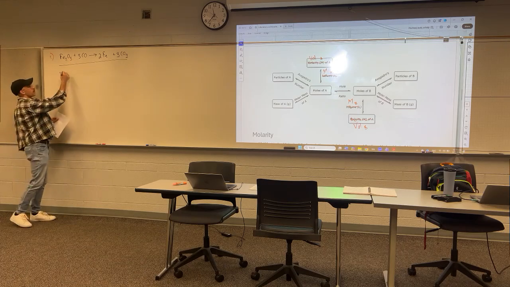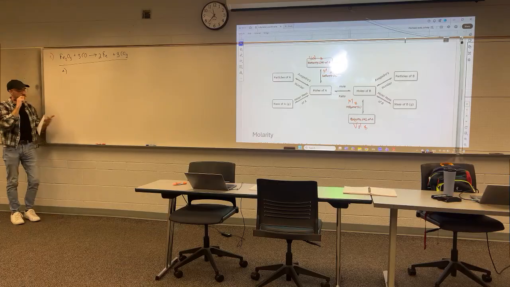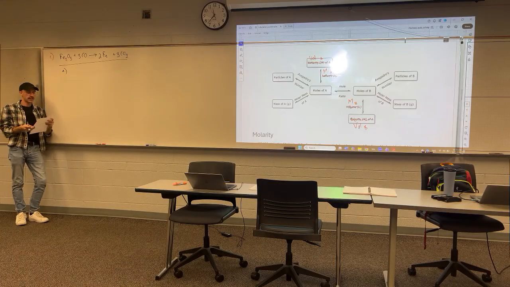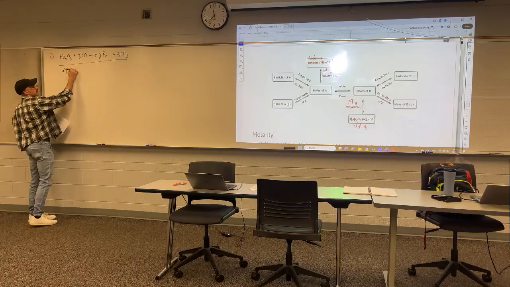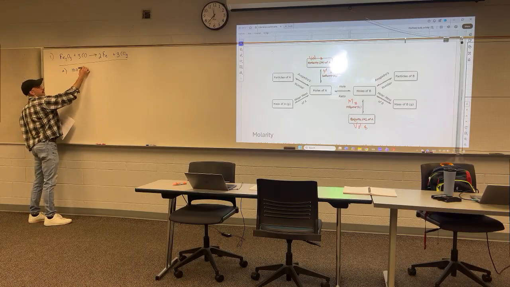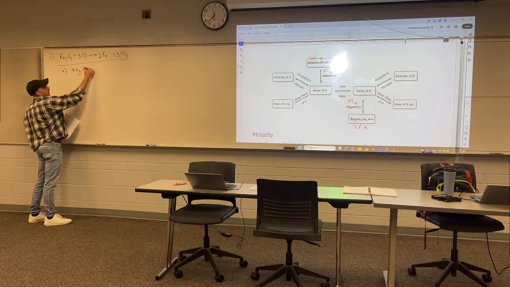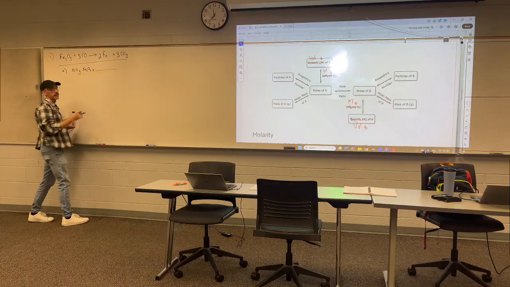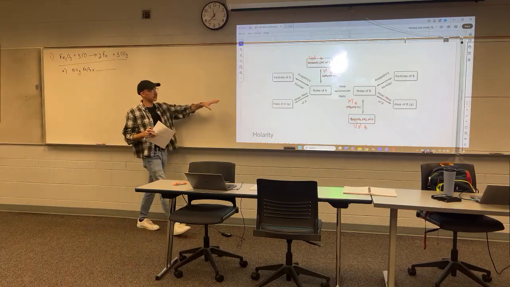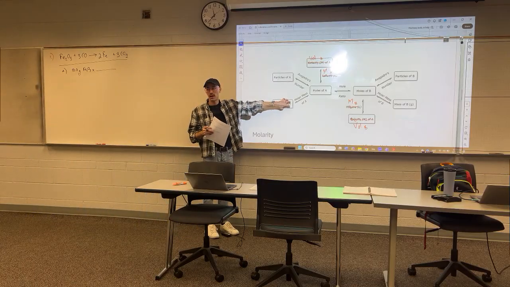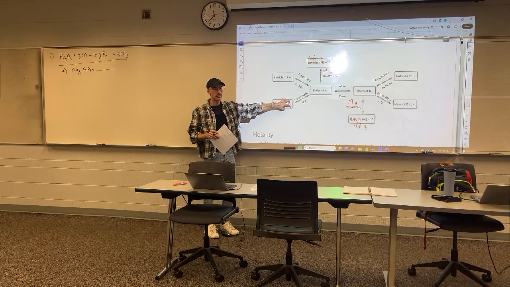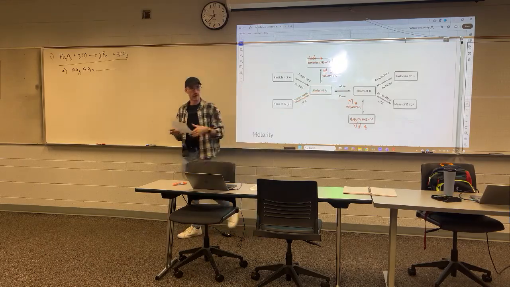All right, part A was asking, if we have 10 grams of iron 3 oxide, how many grams of iron metal can be generated? 10 grams of iron 3 oxide. This is what I know right now. Grams of iron 3 oxide. What's the only thing I can do with this? Molar mass into moles of iron 3 oxide.